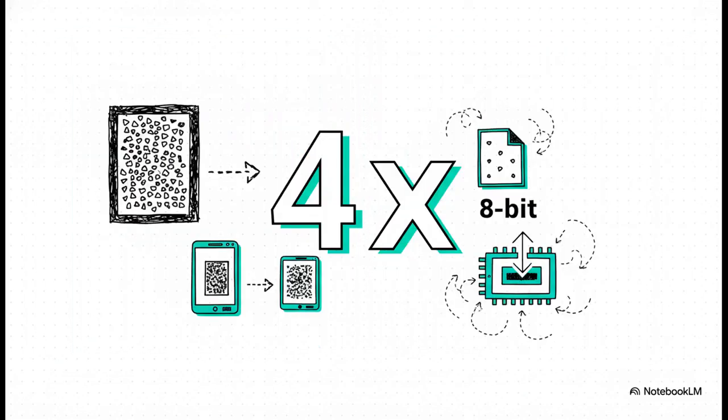And the benefits? Oh, they are immediate and they are big. First up, memory. Just by switching from 32-bit down to 8-bit numbers, the amount of space the model takes up on your phone gets cut down by 4 times. All of a sudden, it's a way smaller, way more manageable file.